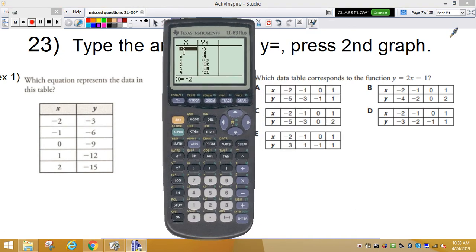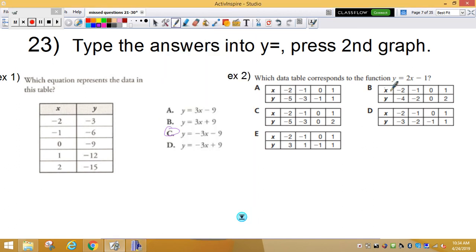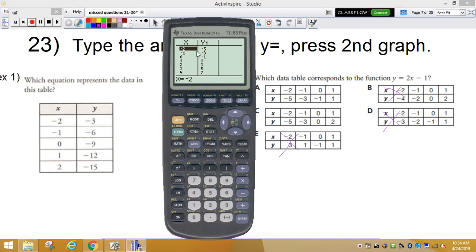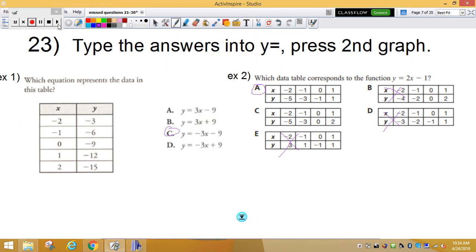You'll see the equation, and then you got to pick the graph. These are easier because you just got to type in one thing. So I would type in 2x minus 1. We do second graph, and we just want to see which table matches. So it's -2, -5, so it could be A. It's not B. It's not D. It's not E. -1, -3, and 0, -1. So the answer has to be A.